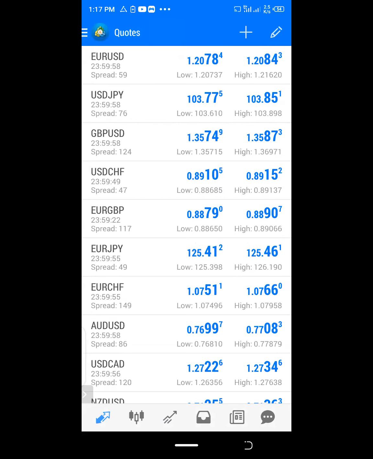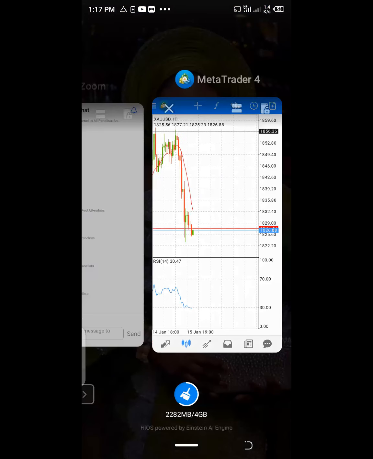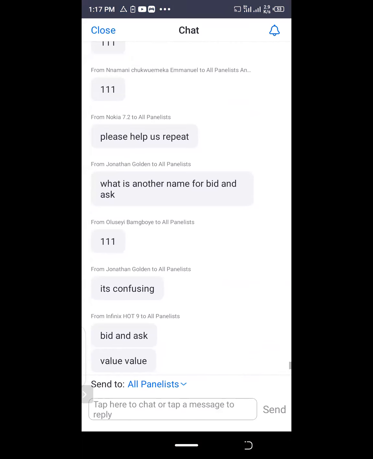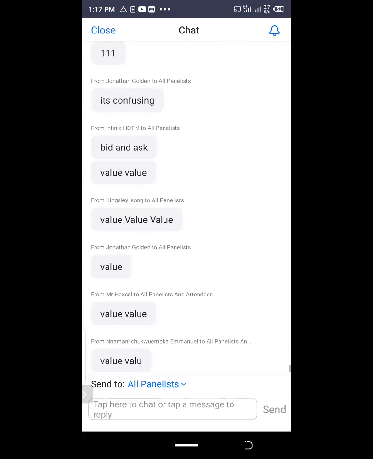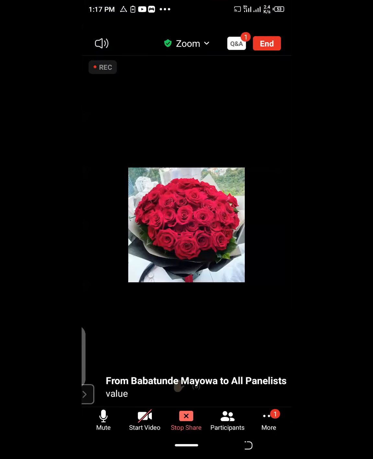Now let us go to the next icon. If you're understanding, if you're getting value, can you type in value into the chat box? All right, Jonathan, what is your question? What is it that you don't understand? But if you're understanding, if you're getting value, type in value into the chat box. Great. All right, thank you guys.